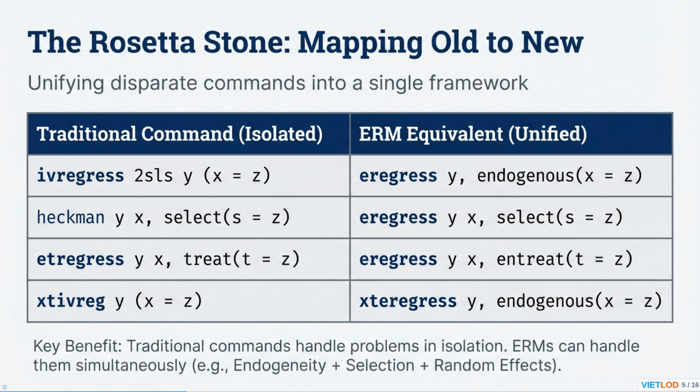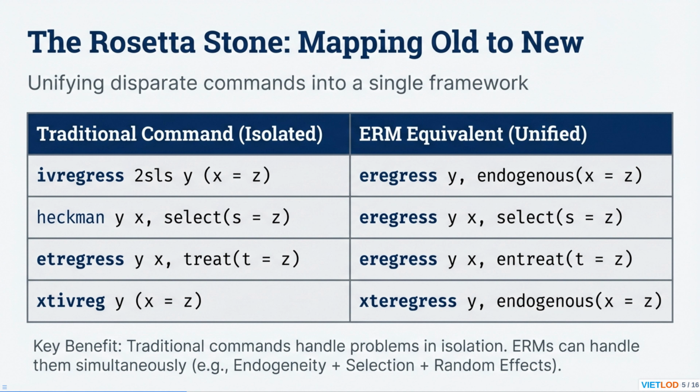This slide serves as a Rosetta Stone, bridging the gap between familiar, isolated Stata commands and the unified extended regression model framework. As shown in the table, traditional commands for instrumental variables, ivregress, selection bias, Heckman, and endogenous treatment, etregress, are all consolidated under the eregress command, using specific options like endogenous, select, and entreat.